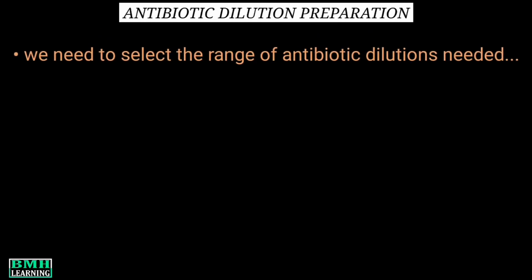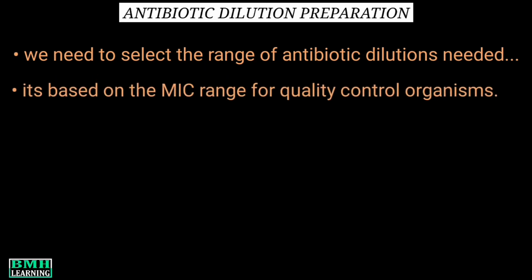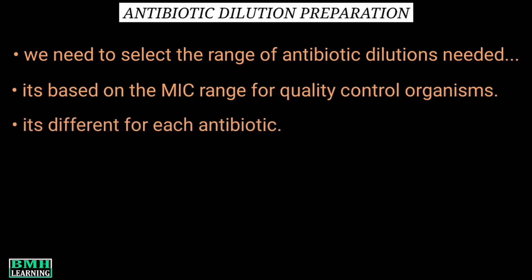Next is the preparation of antibiotic dilutions. Now we are going to make various dilutions of the antibiotic. So here comes the main point. You need to select the range of antibiotic dilutions needed, and this is based on the MIC range for quality control organisms. So this is going to be different for each antibiotic.